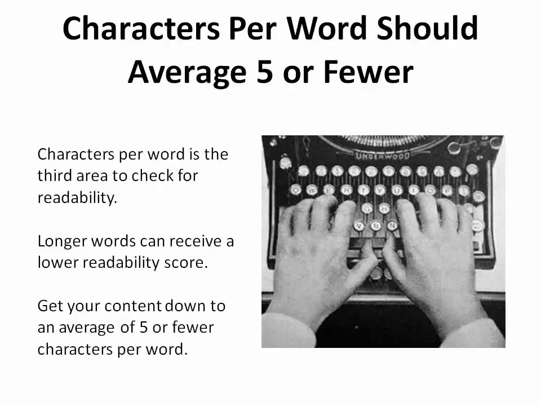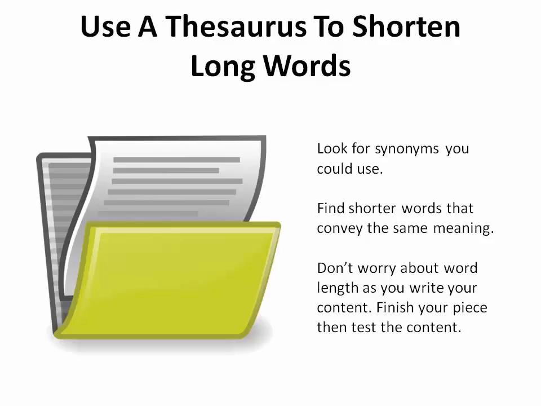The third area is the characters per word. If you use a lot of long words, you may receive a low readability score. If you can get your content down to an average of 5 or fewer characters per word, you should be good. After testing the readability of the page, if you need to shorten some longer words, use a thesaurus.